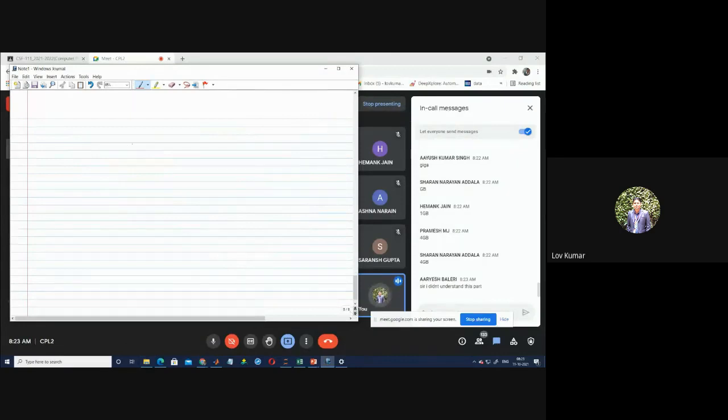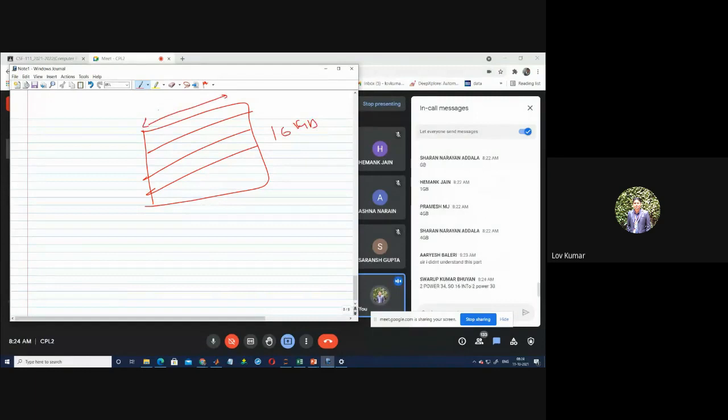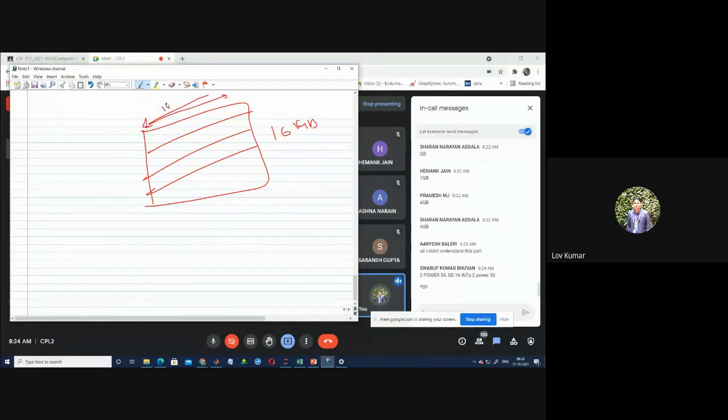Concept is simple. This is your main memory. You are installing the main memory, which means you have one main memory of 16 GB. Size of one block is fixed. What is the size of one block? 1 byte. Simple, 1 byte. So what is the total number of blocks? Total number of blocks is 16 G.